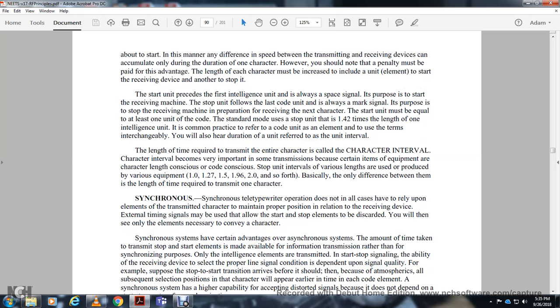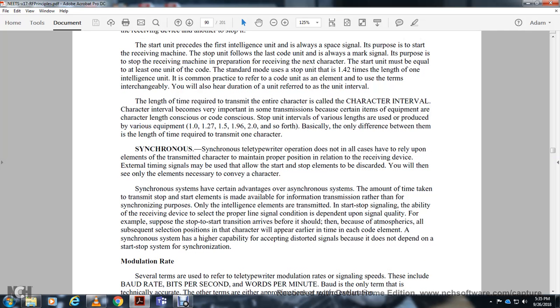Alright, the length of time required to transmit the entire character is called the character interval. The character interval becomes very important with certain transmission because of certain items of equipment. It is not the length of the continuous code, but the stop intervals of various lengths, that produce the various equipment in 1.0, 1.5, and 2.0. So the only difference is the length of time required to transmit one character.